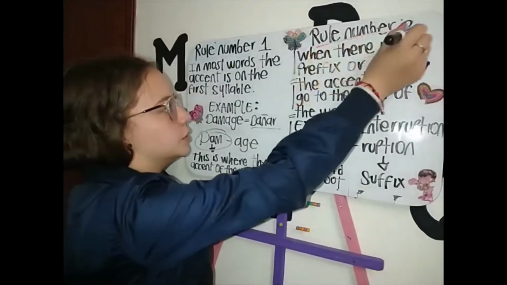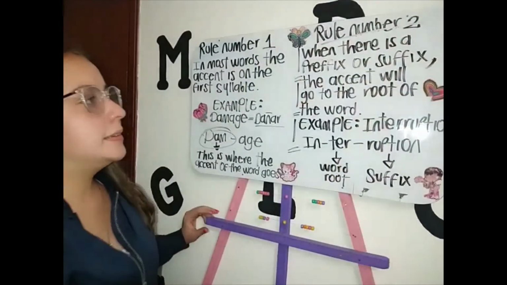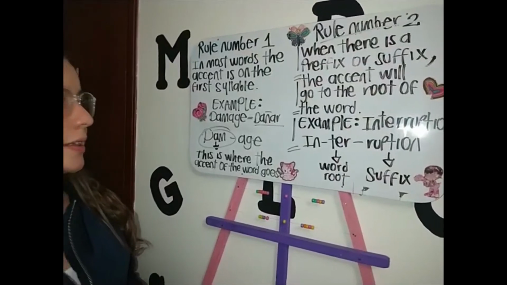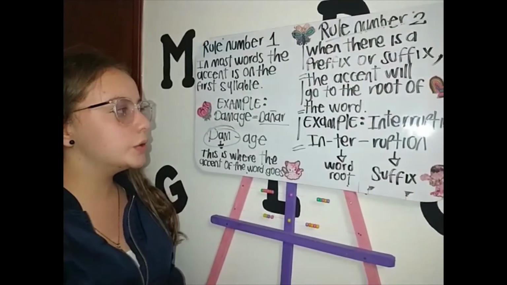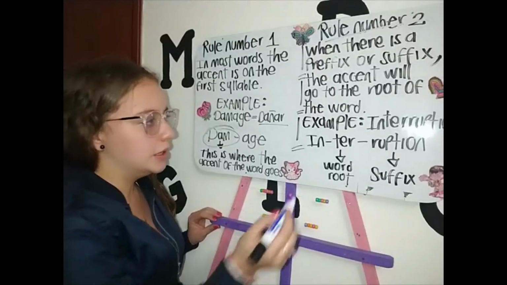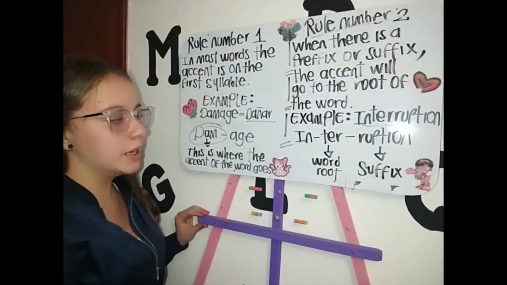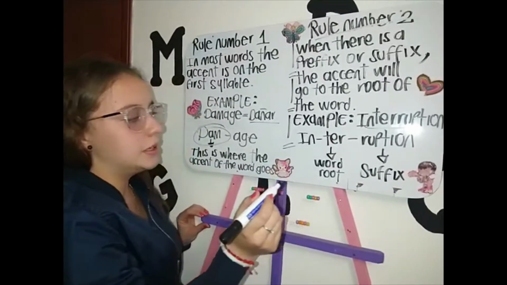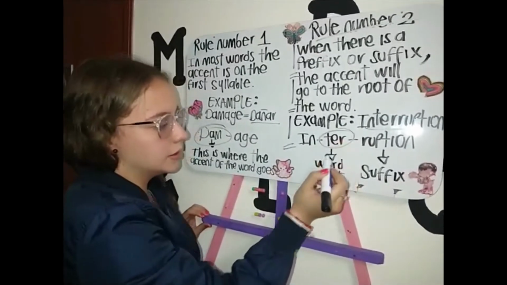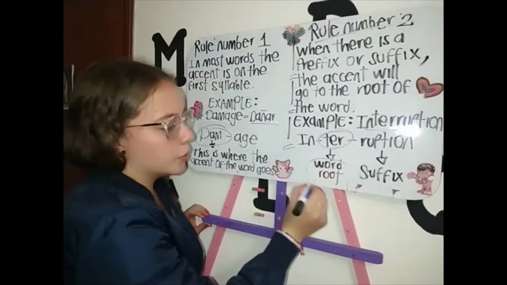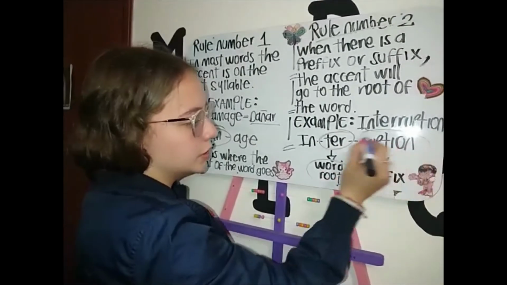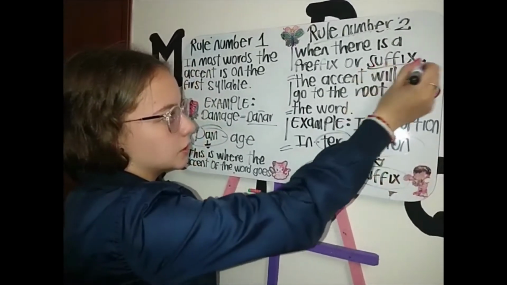Rule number 2. When there is a prefix or suffix, the stress will go to the root of the word. For example, interruption. ¿Qué significa interrupción? Interruption, in this case, rupt is the root, and ion is the suffix.